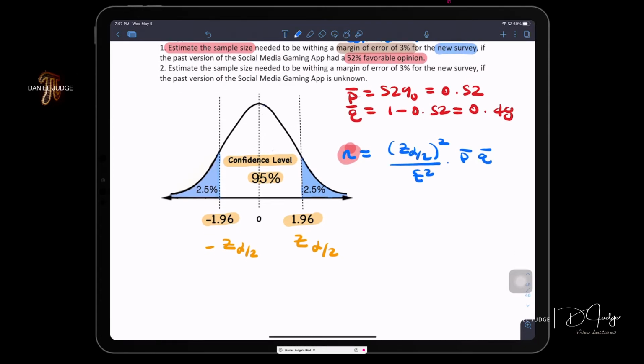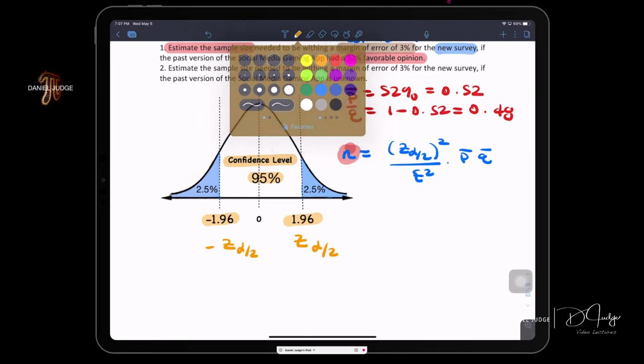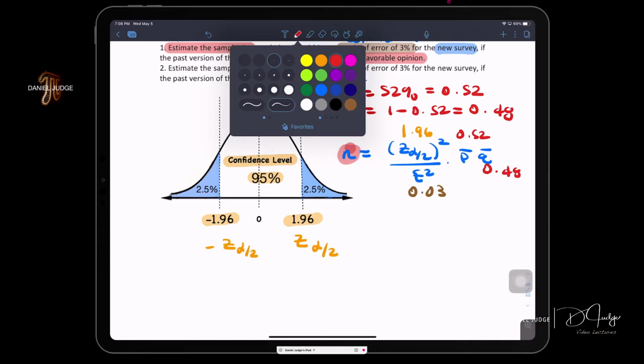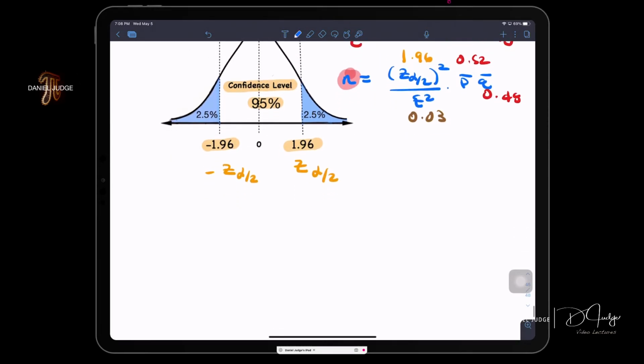So let's plug everything in. 1.96. My error is 0.03. P hat 0.52. The complement 0.48. So we can see everything here. And let's just write N equals 1.96 squared over 0.03 squared times 0.52 times 0.48.